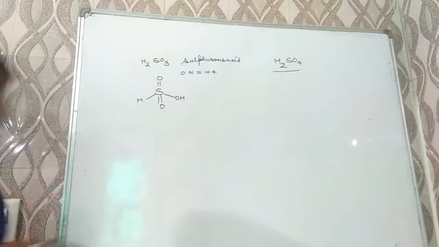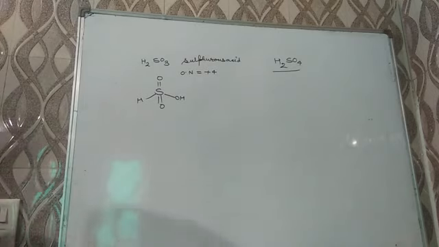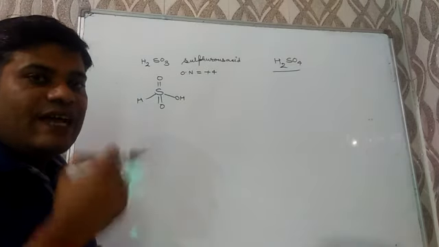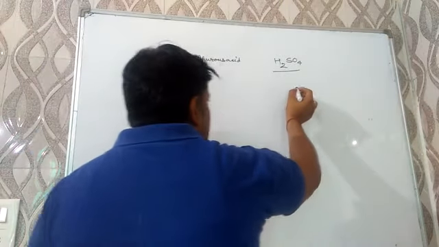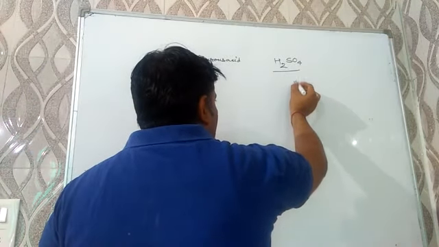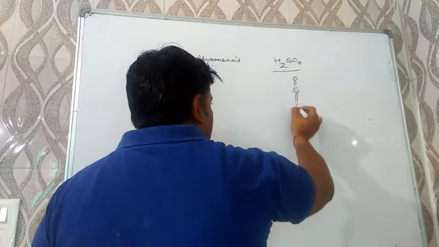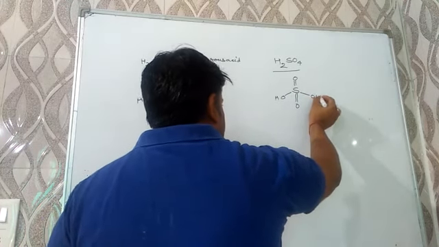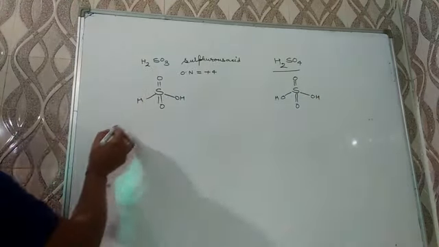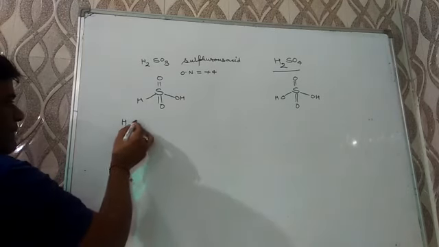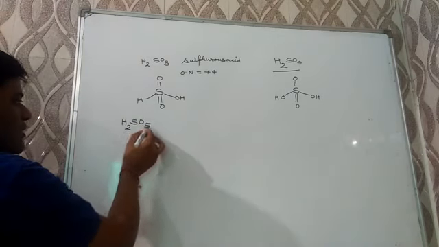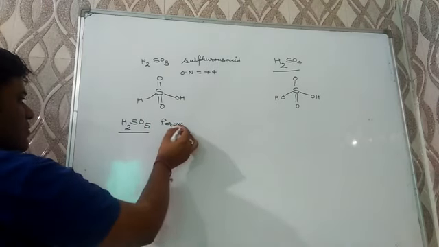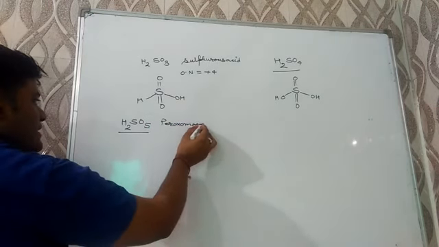Next one is H2SO4. Compound is known as sulfuric acid or king of chemicals. It is also known as oil of vitriol, and its basicity is 2. Next one is H2SO5, peroxo monosulfuric acid.